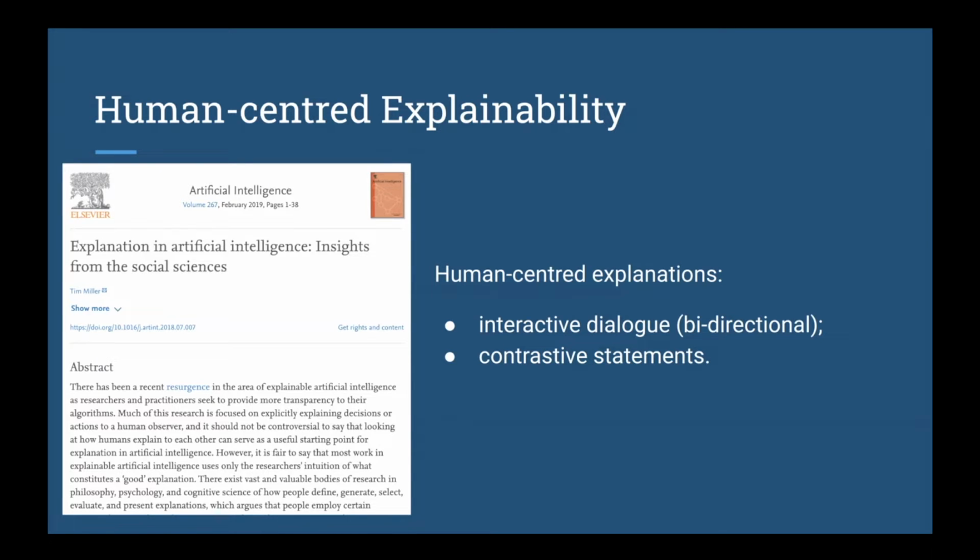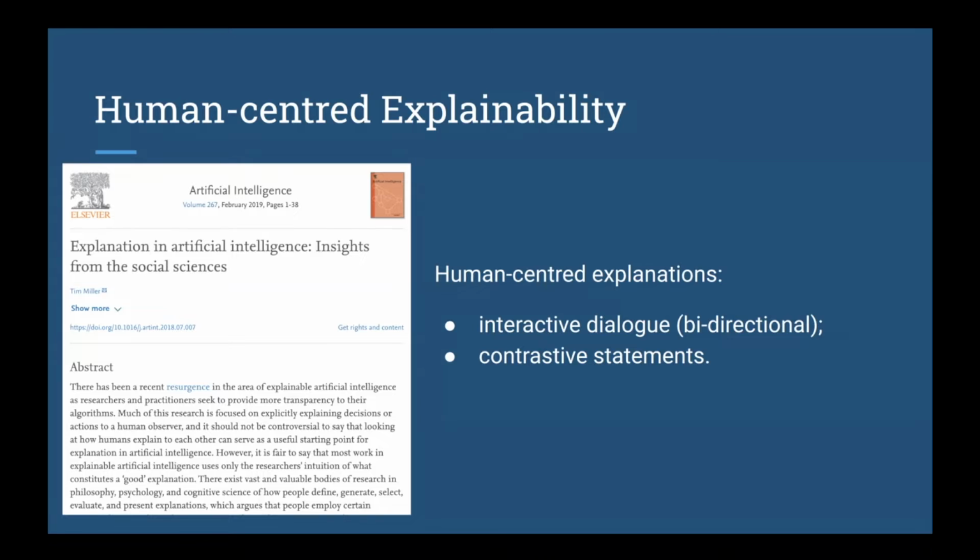But the technical aspects of explainability are not all. There are also human-centered aspects that we should consider when generating explanations or designing any sort of explainable machine learning. And this has been largely forgotten until this paper by Tim Miller was published, Explanation in Artificial Intelligence: Insights from the Social Sciences.